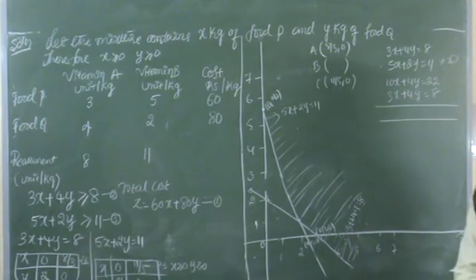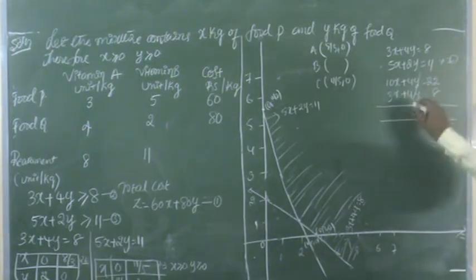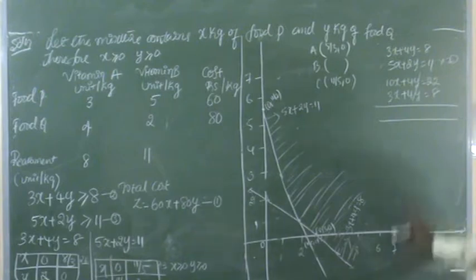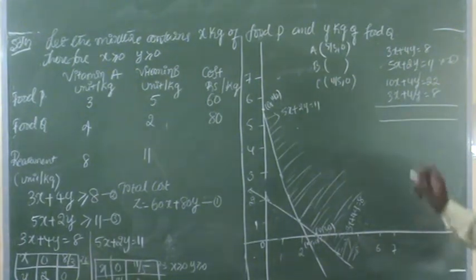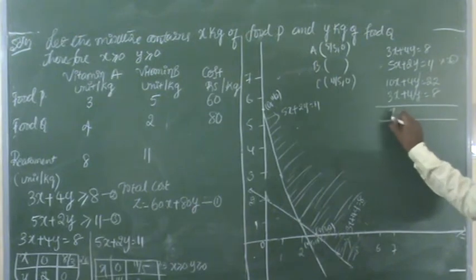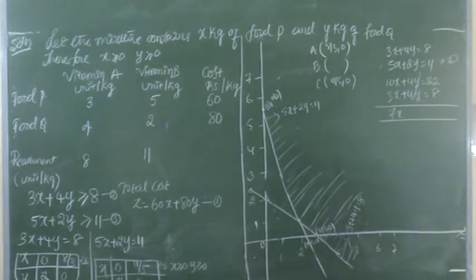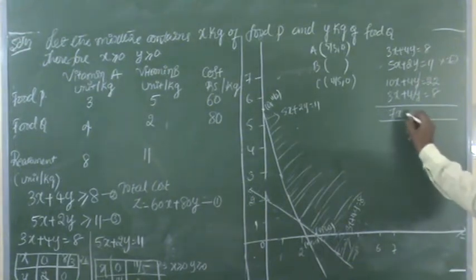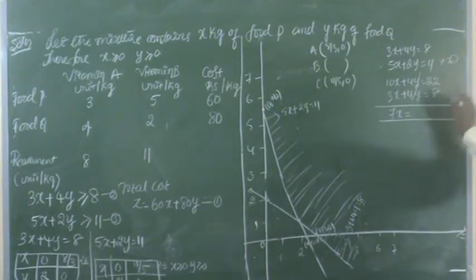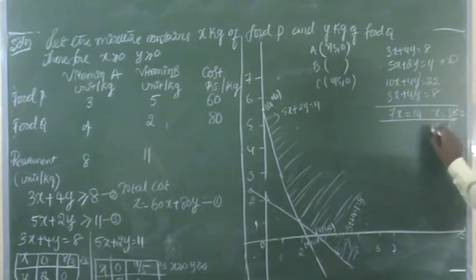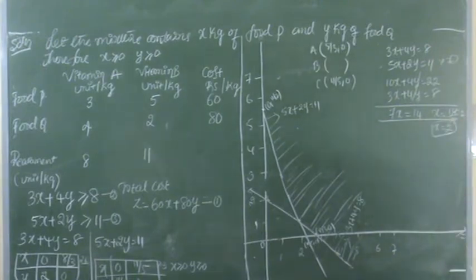On subtracting, 4y and 4y get cancelled. Next, 10x minus 3x is 7x. So 7x equals 22 minus 8, that is 14. Therefore x equals 14 divided by 7, which is 2. x equals 2.